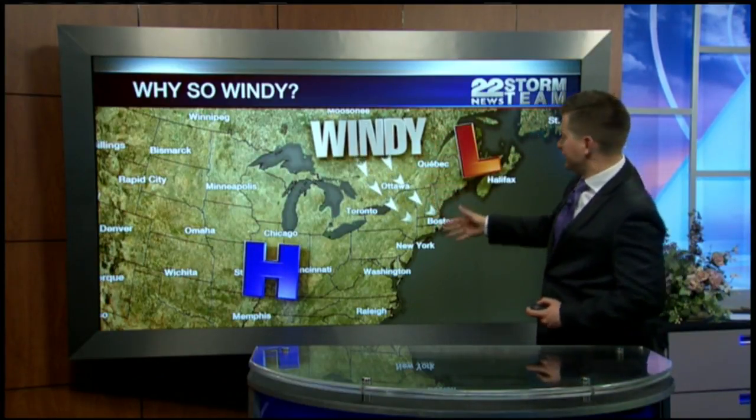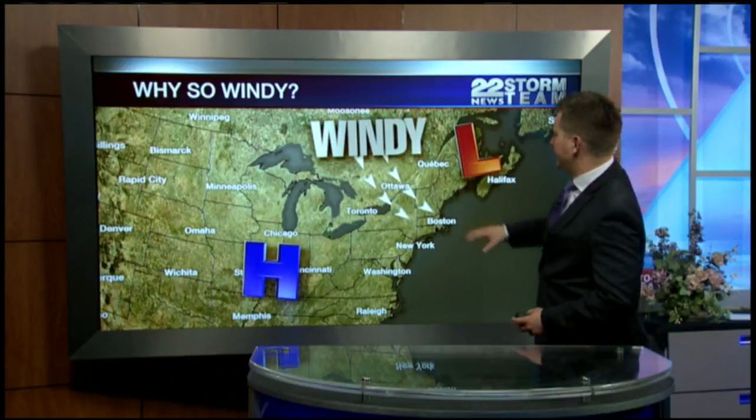Now, when you've got those lines so tightly packed together like they were over western Massachusetts and in New York as well, you get gusty winds. In our case, it was out of the west and northwest, and in some cases it brought damage.